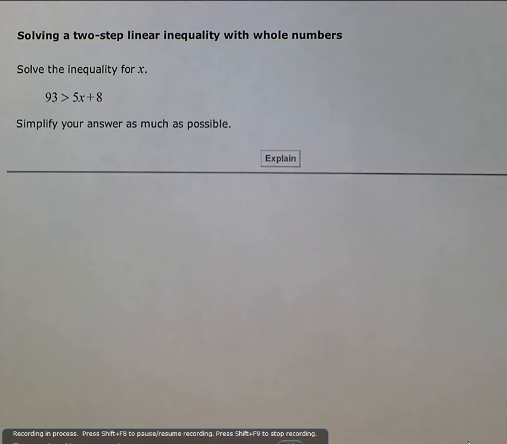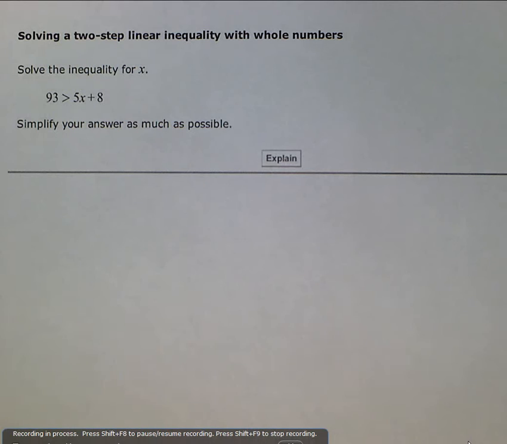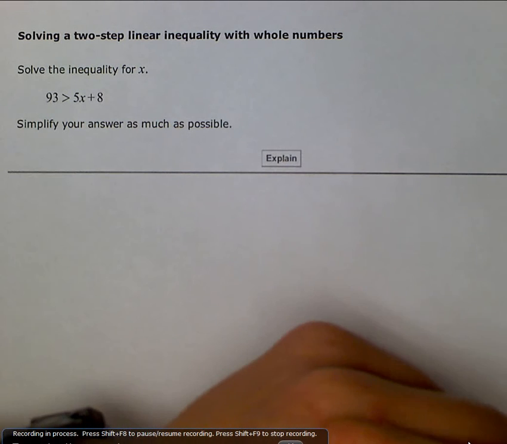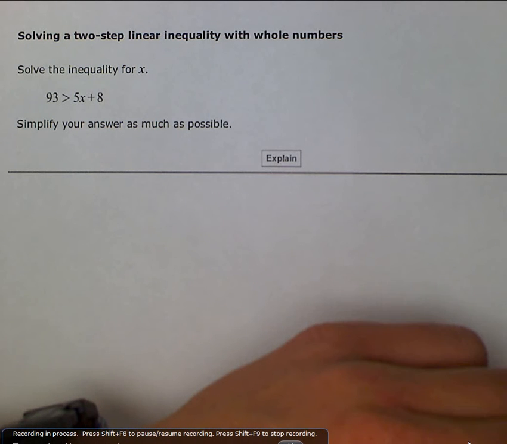So we're going to do a little review here involving a two-step linear inequality with whole numbers. It's just asking us to solve for x. And notice we have an inequality, so when we're dealing with inequalities, we need to remember that when we multiply or divide both sides by a negative, we flip the sign. It doesn't look like we're going to have to deal with that though.